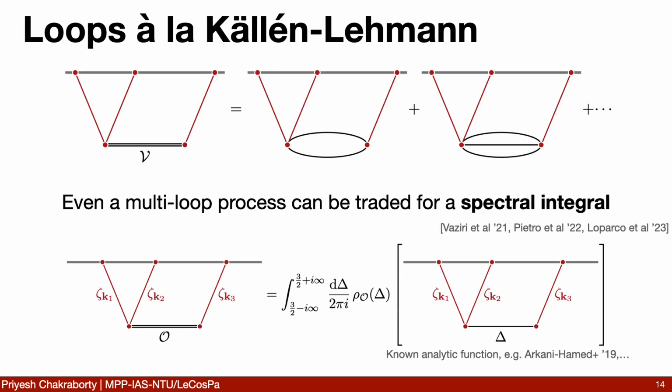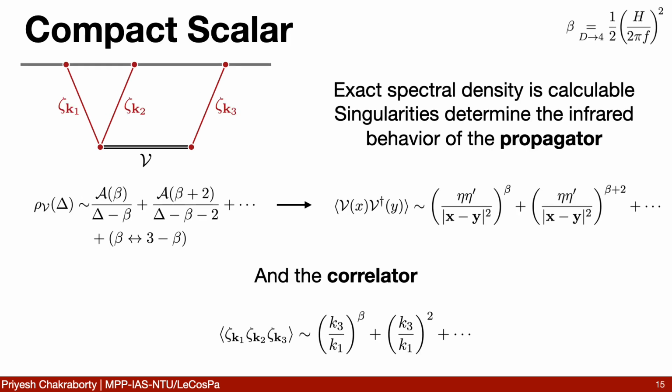But one can employ a trick to do these loops, where you resolve a composite operator into a sum over free field exchange diagrams, and each diagram is weighted by the spectral density of this operator. So this is just resolving the operator into its Källén-Lehmann representation, and essentially all of the messiness of doing the loops gets traded for knowing what the exact spectral density is. Now, fortunately for these vertex operators, the spectral density is exactly calculable.